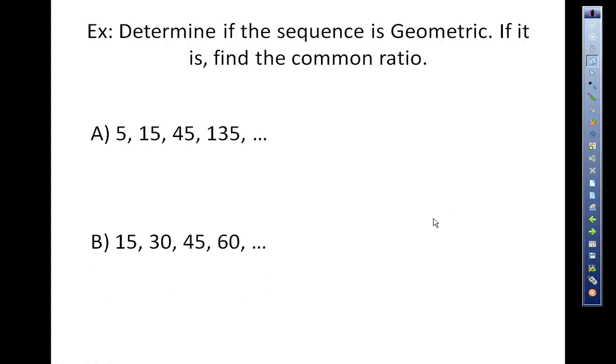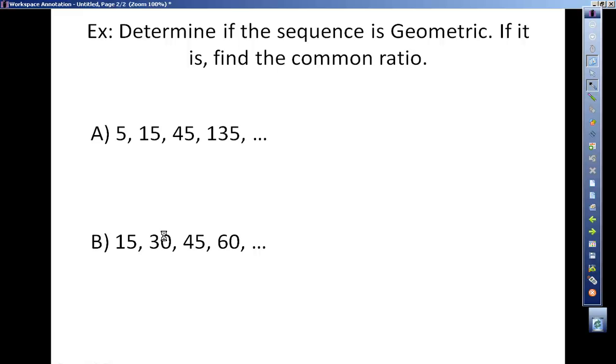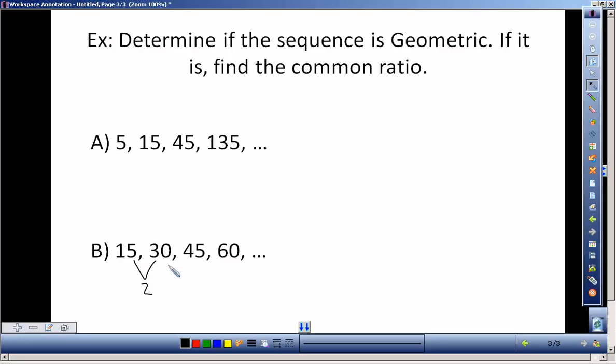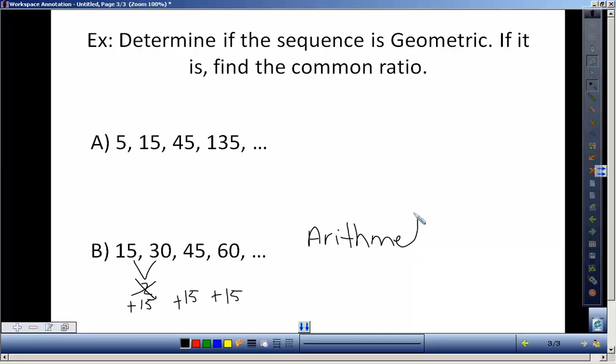So let's look at another example. All right, so 15 to 30. To get from 15 to 30, I could multiply by 2. But to get from 30 to 45, I don't multiply by anything. Actually, 15 plus 15 is 30. So we're not even multiplying at all. I'm adding 15. 45 plus 15 plus 15. So this one isn't geometric, it's arithmetic. So it is not geometric. It is not multiplying by the same thing over and over. It is arithmetic. Now, its common difference would be 15, but it doesn't have a common ratio because it's not geometric.